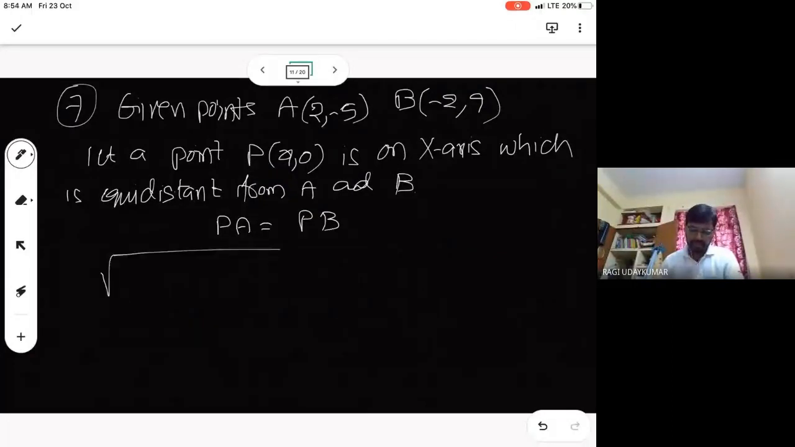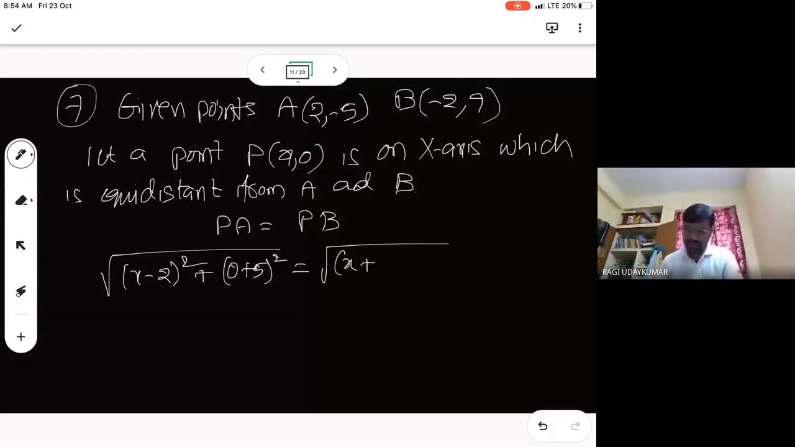PA is nothing but distance between the P and A. So P का, x minus 2 whole square, x2 minus x1 whole square, y2 minus y1 whole square. So what do you get here? Plus 0 plus 5 whole square is equals to under root of x2 minus x1 whole square, x plus 2 whole square plus 0 minus 9 whole square.